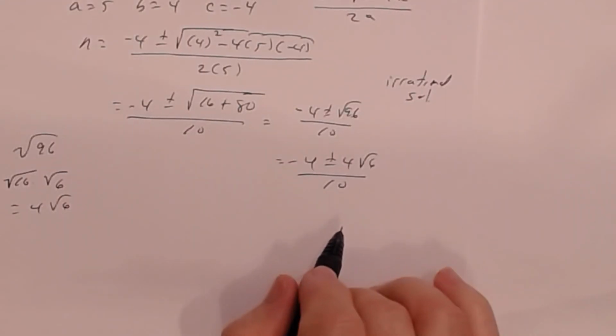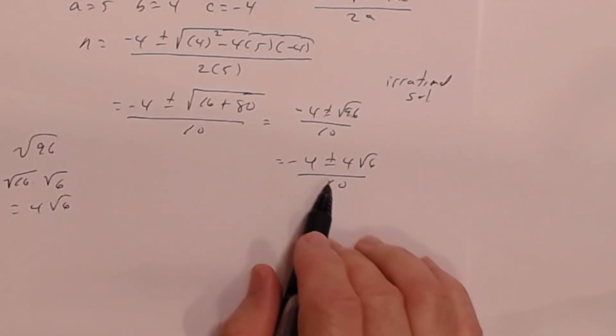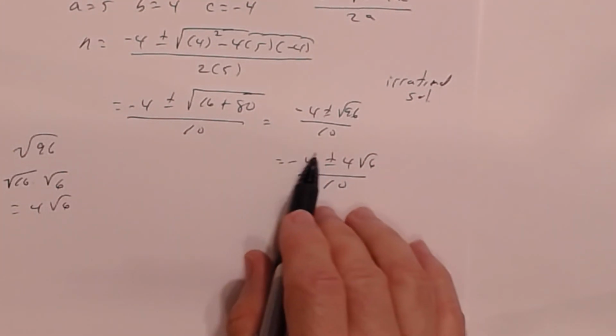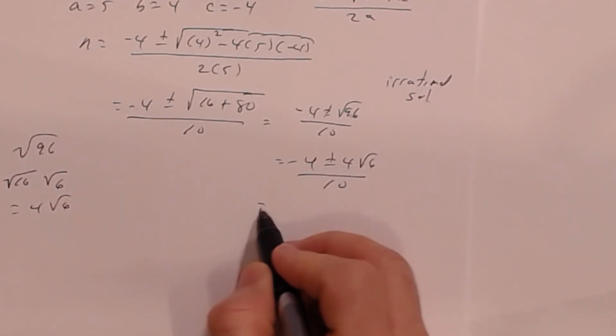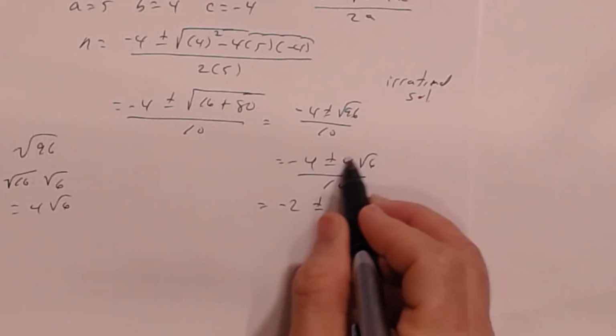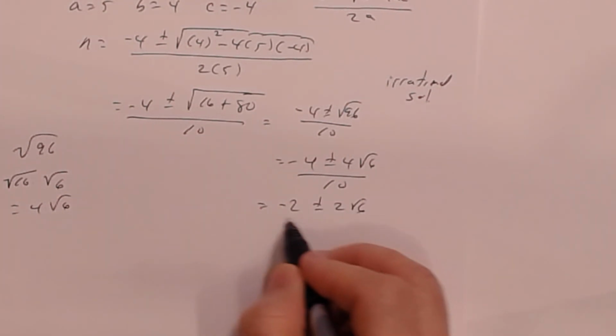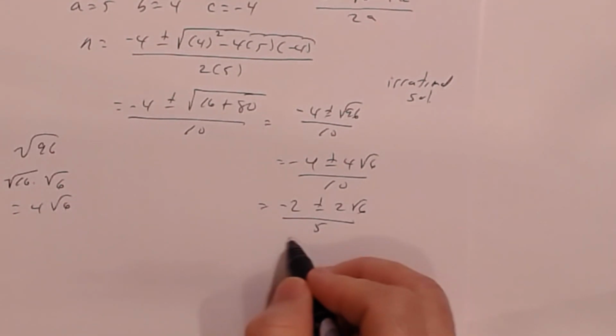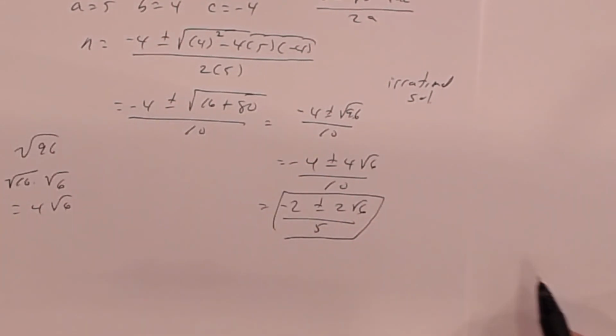Now, I can simplify further, because negative 4, 4, and 10 are all divisible by 2. So this becomes negative 4 divided by 2 is negative 2, plus or minus 4 divided by 2 is 2, and then 10 divided by 2 is 5. And that's it. There's your answer.